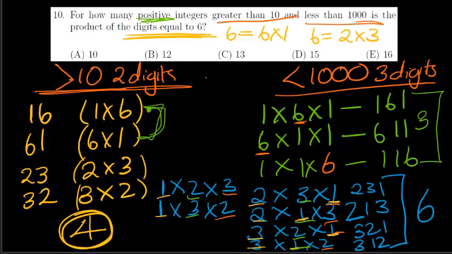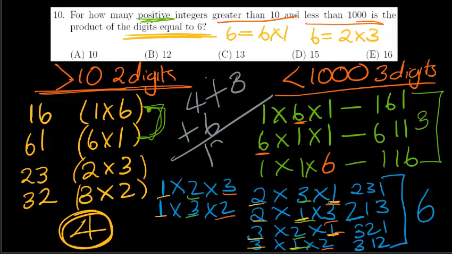So how do I answer this question? The question is, how many positive integers greater than 10, less than 1,000, have a product of the digits equal to 6? So I've got 4 yellow ones. I've got 3 green ones. And I've got 6 blue ones. If I add them all together, I get a total of 13, and that's my final answer. So the answer to this question is C. There are 13 options available.